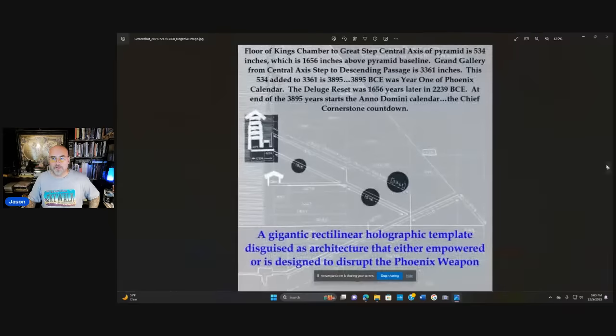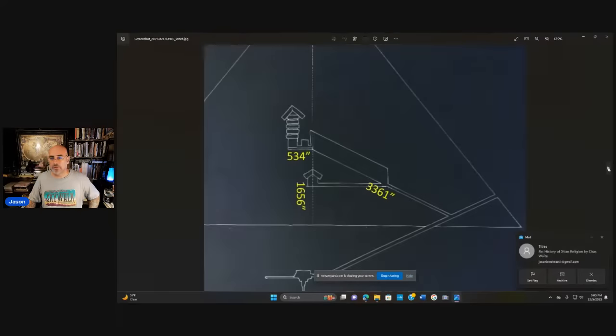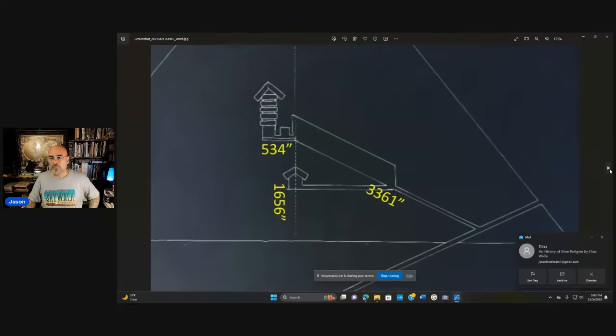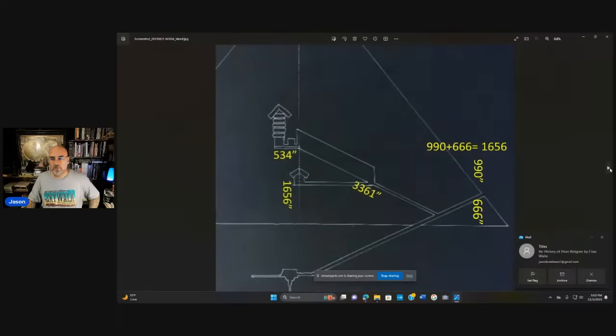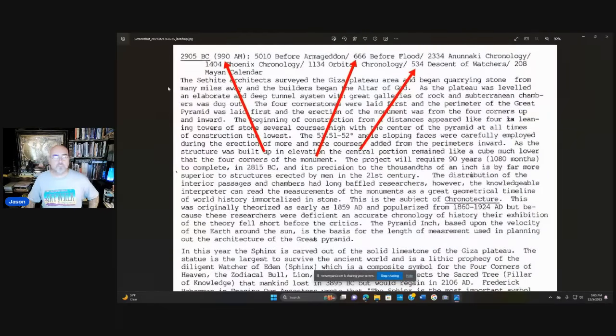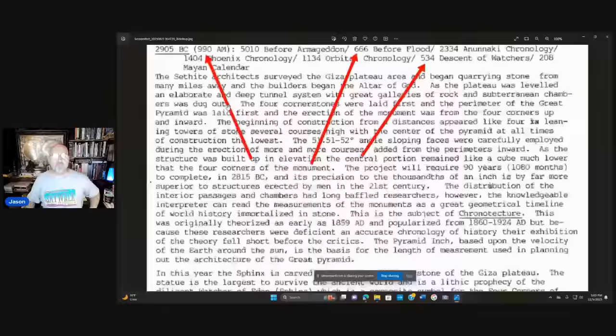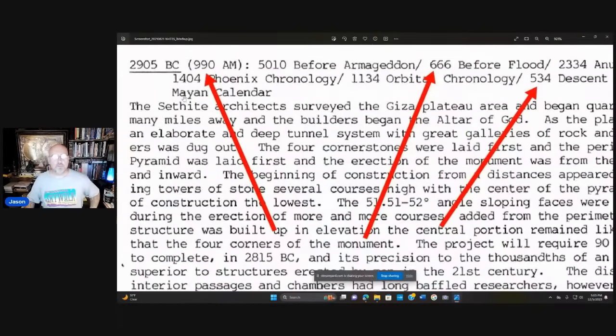This is just the Phoenix timeline. Again, we've already seen all this. These are all just different rectilinear measures. Look at this. This is out of Chronicon. This is the year of pyramid construction beginning. It is the year 2905 BC. Pyramid construction begins. Look at the top left.